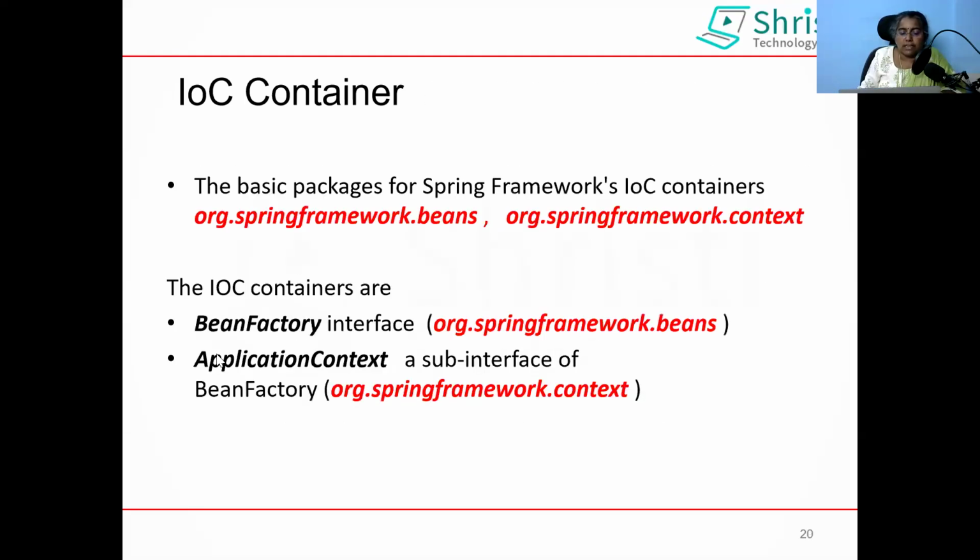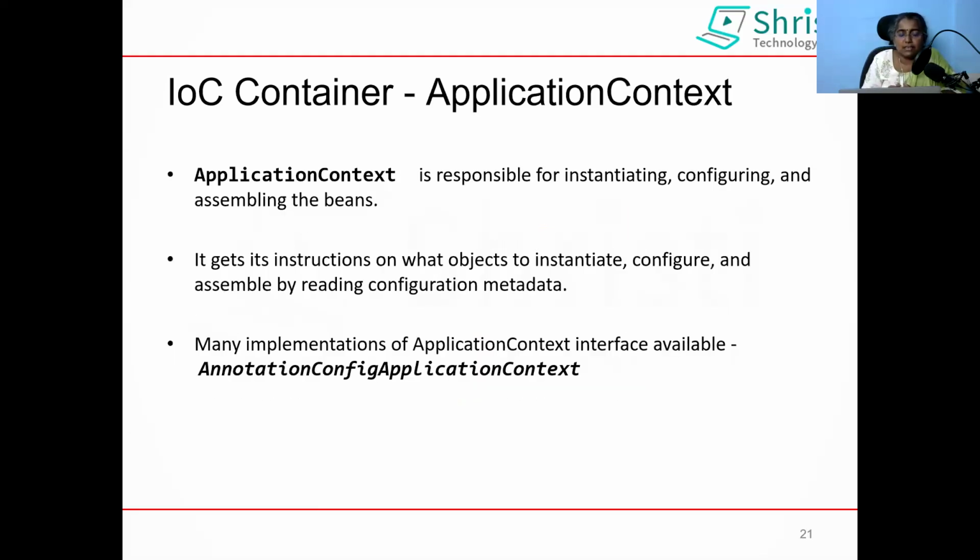Now, what are the two IOC containers? One is Bean Factory. The second one is application context. Application context is the sub-interface of Bean Factory. Bean Factory is a basic one. It has got fewer functionalities. Application context is the advanced one, which has more functionalities. It will instantiate, that is, create objects. Configure means if one class is dependent on another class, the dependencies will be injected, and then it will be assembled. How will it know what objects have to be created? For that, it will use configuration metadata.